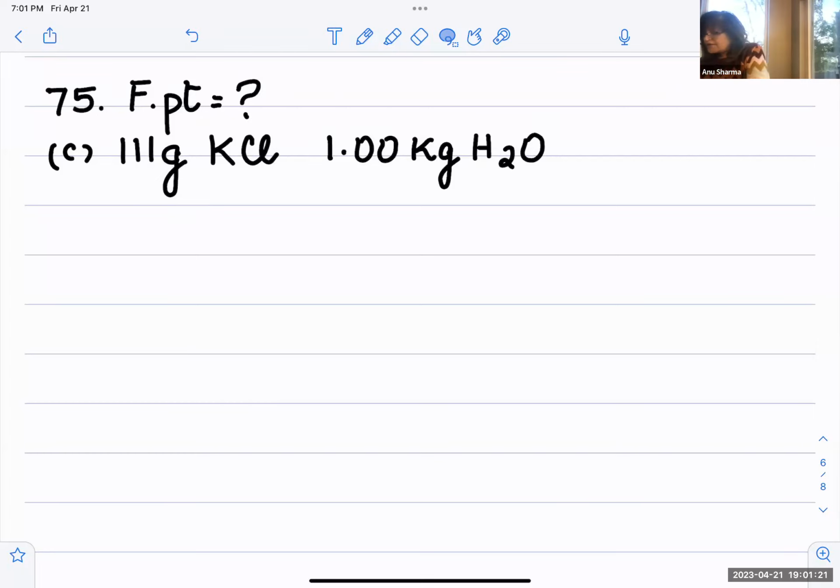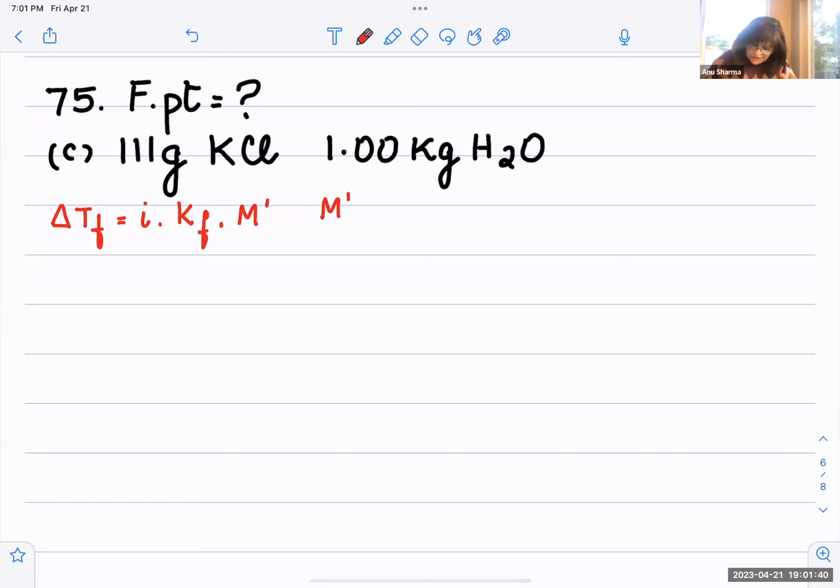So always in this case, write down the formula. The formula here is delta T. Now here we are talking about freezing, so delta T_F is equal to i times K_F times m. What is m? m is the molality. What does it mean? It means the moles of the solute over the kilograms of the solvent.